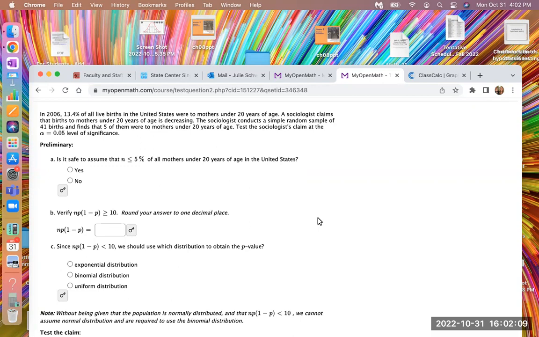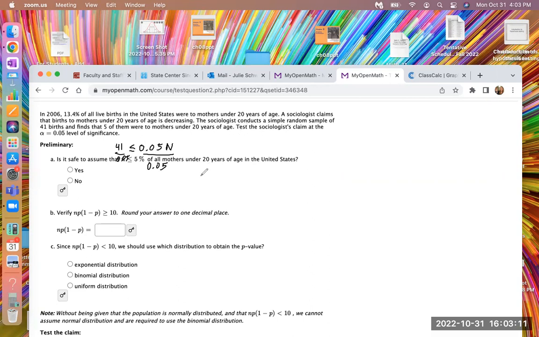If we make this into an equation, then n is less than or equal to 5% of all mothers, so 0.05 times the large N, which is all mothers. If I divide both sides of the equation by 0.05, and the n here is 41, the number in our sample, then we get the smallest possible value that would work. So 41 divided by 0.05, and I get 820.